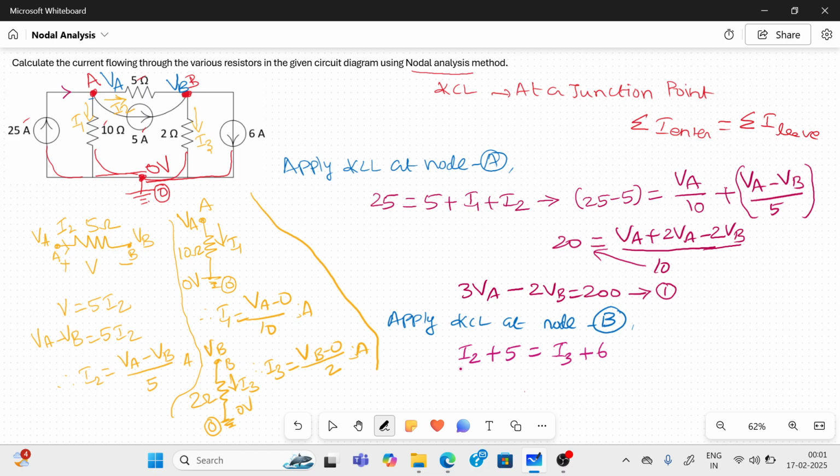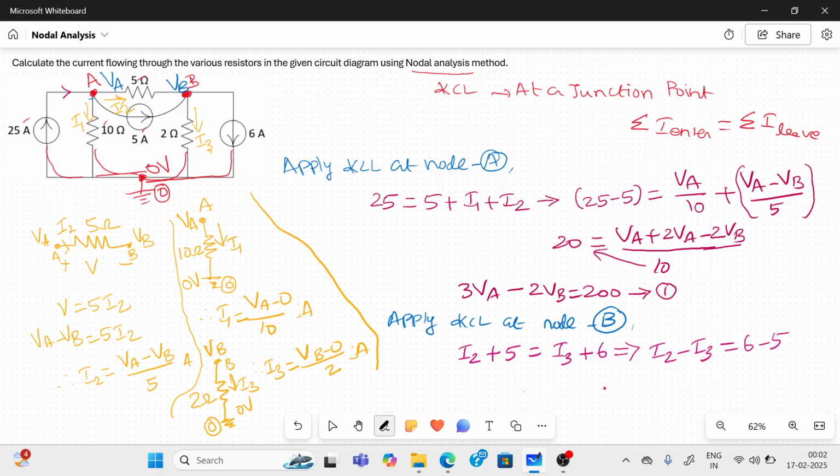Now I want to move this I2 to this side, this 6 to this side. No, I will take 5 to this side, I3 to this side. So what happened now? I2 minus I3 is equal to 6 minus 5.